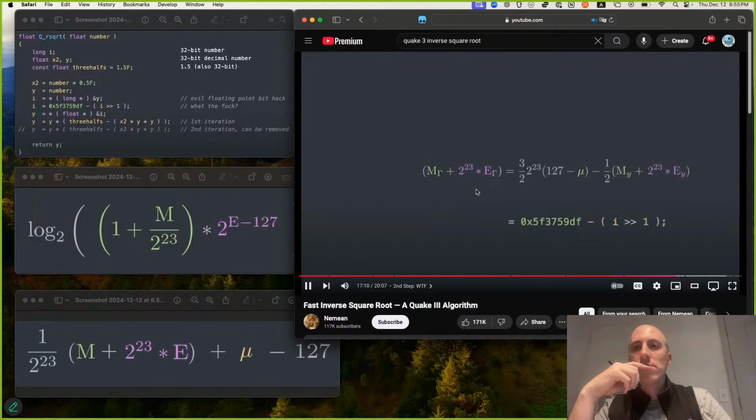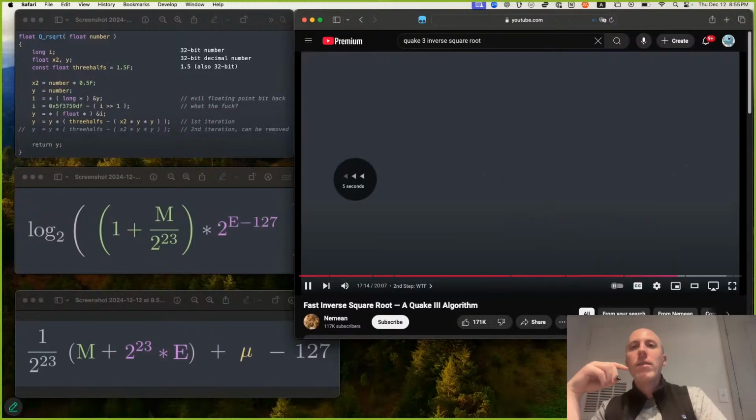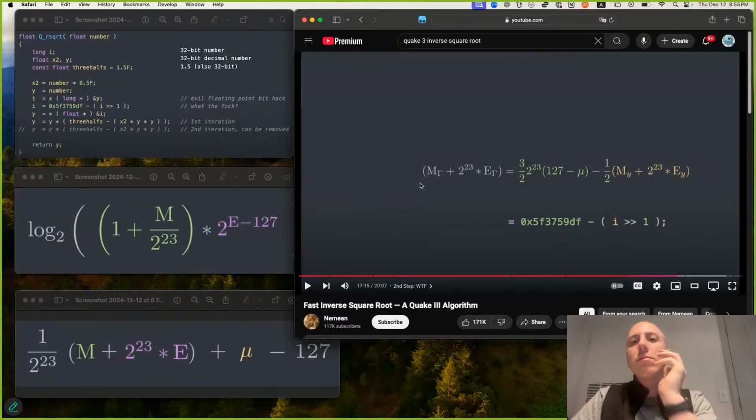The magic number turns out to be the remnants of the error term mu, the scaling factor, and the shifting. Now we have the bits of our solution. Okay, I'm kind of lost. What does he actually do here? What actually happens?